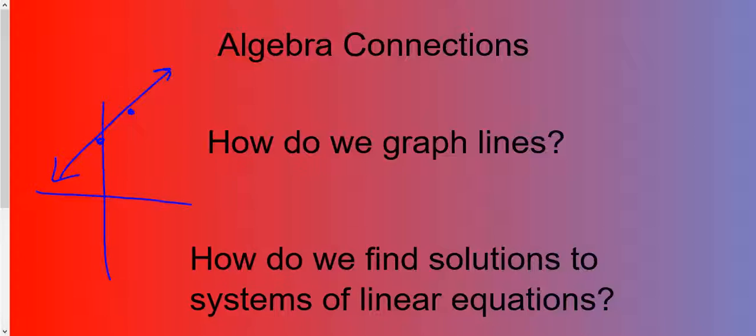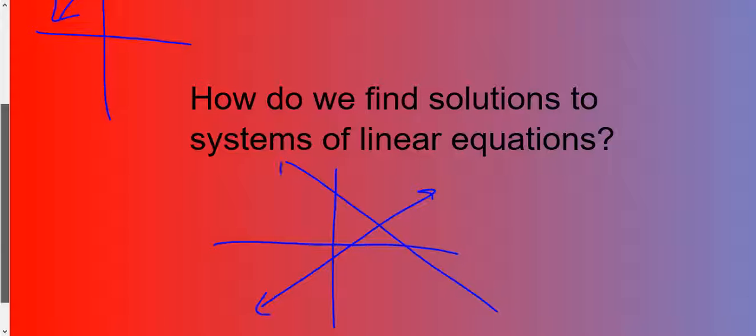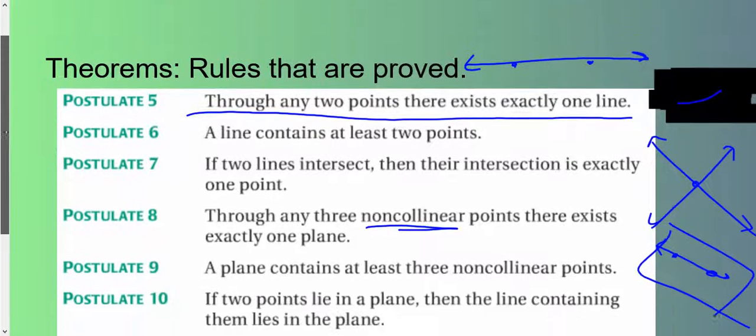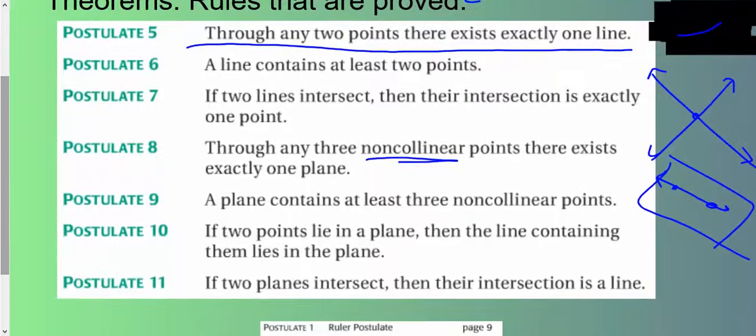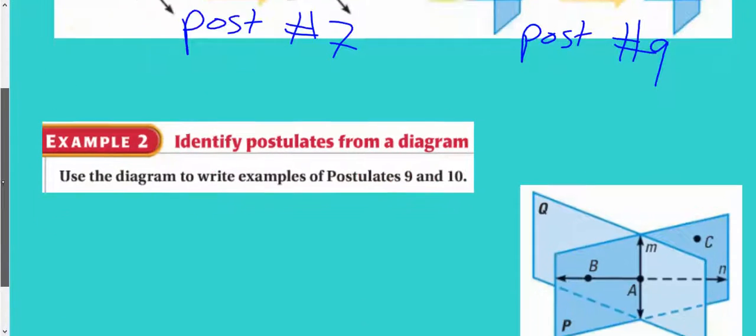And then systems. How do we find the solution to a system of linear equations? That's where we would graph the two different lines, and then we'd figure out where they would cross. That solution to the system was a point. If we look back at our postulates here, if 2 lines intersect, then their intersection is exactly 1 point. We were finding that point where they crossed. So there's some algebra connections to this.